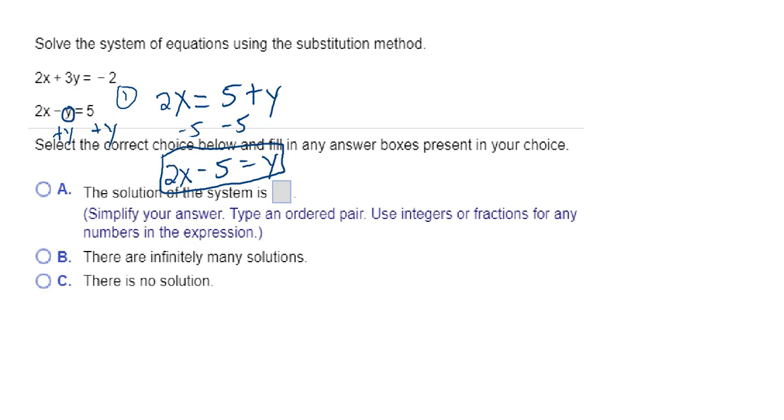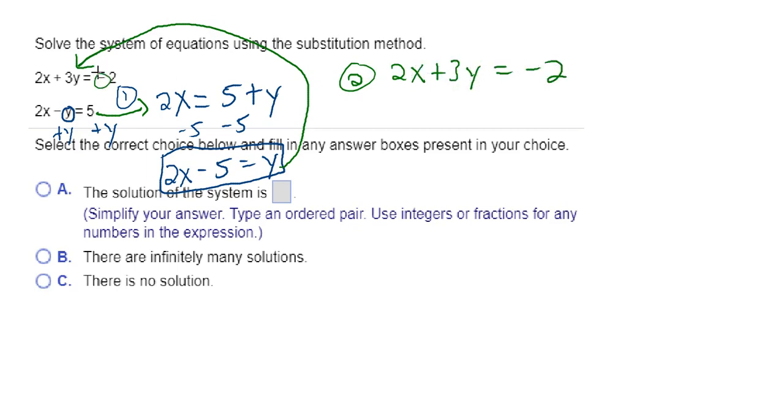Step 2 is to plug that in to the other equation. So keep in mind, we use the bottom equation to solve for y, so this needs to get plugged into the top equation. So for step 2, we're going to have 2x plus 3y equals negative 2. Don't forget that negative sign there. A lot of students overlook that. We're going to copy everything down, 2x plus 3, but in place of y, we're going to replace it with 2x minus 5. And then everything else stays the same, so it'll still equal negative 2.